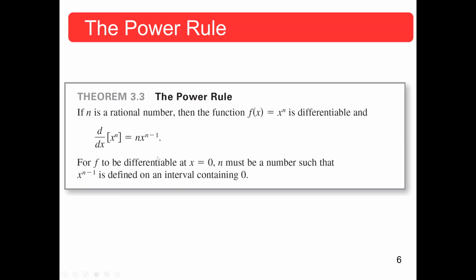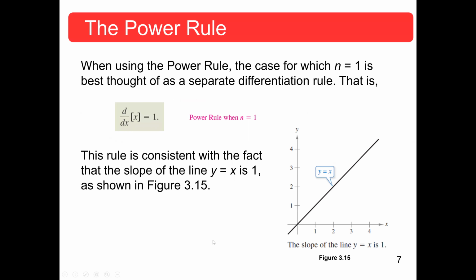Now, for a function to be differentiable at x equals 0, we say n must be a number such that x to the power n minus 1 is defined on an interval containing 0. So when using the power rule, we say the case for which n equals 1 is best thought of as a separate differentiation rule, which is the derivative of x, and the answer will give us 1. And that is the power rule when n equals 1.